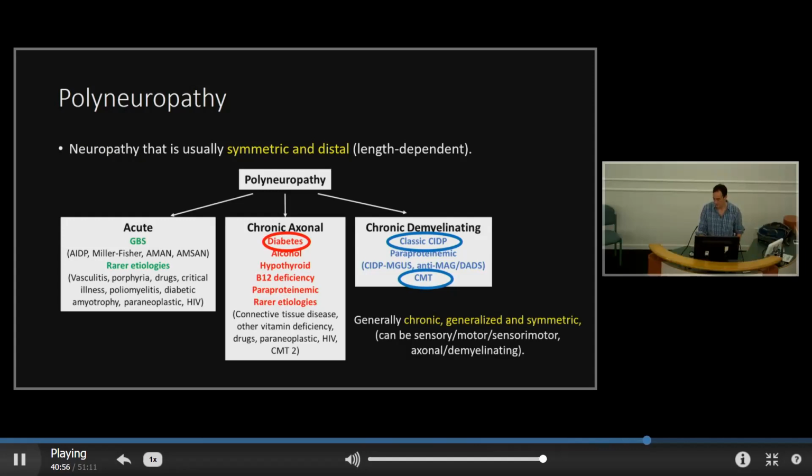Demyelinating neuropathies also exist. So there's a fairly common one called CIDP, chronic inflammatory demyelinating polyneuropathy, which has several variants. And we'll go over that one. There are paraproteinemic neuropathies, neuropathies associated with a paraprotein, an abnormal immune system protein or antibody, which gives you these demyelinating neuropathies. And then CMT means Charcot-Marie-Tooth. Charcot-Marie-Tooth is a hereditary demyelinating polyneuropathy, also reasonably common. So these are chronic, generalized, and symmetric.